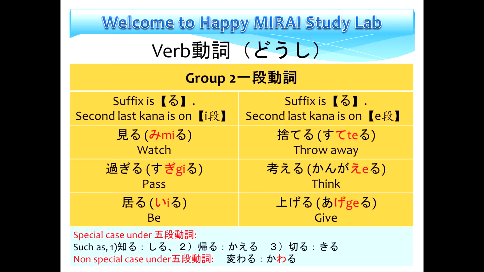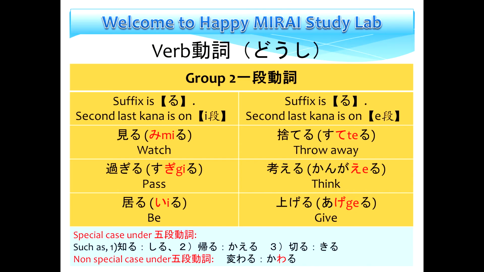Okay, all right, then the second special one, kaeru. See, it ends on the edan. The second last kana is e. But however, this is a godan doshi. Then the third one, kiru, the second last kana is also on idan, but this one is a godan doshi. Okay, so those are the special ones, we just have to memorize them.